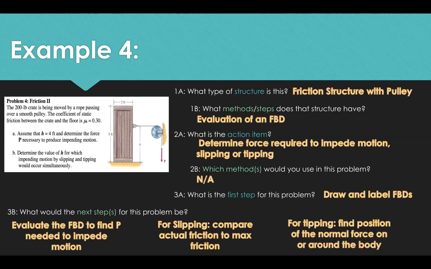And then for tipping, you would basically find the position of the normal force on or around the body. But slipping is the one that's kind of weird in this case. For the second part of the problem, is it just asking to find the height that would make the force needed to tip it equal the force needed to make it slip? Yes. So basically you would set P equal to each other, and then you would assume that F max is the friction, because that satisfies the slipping condition. And then you assume that the normal force is acting right on this bottom corner.